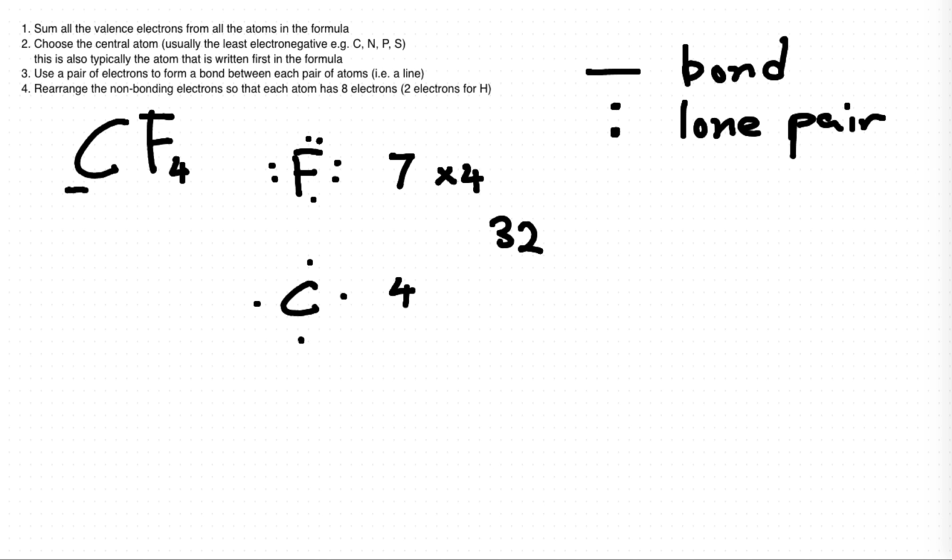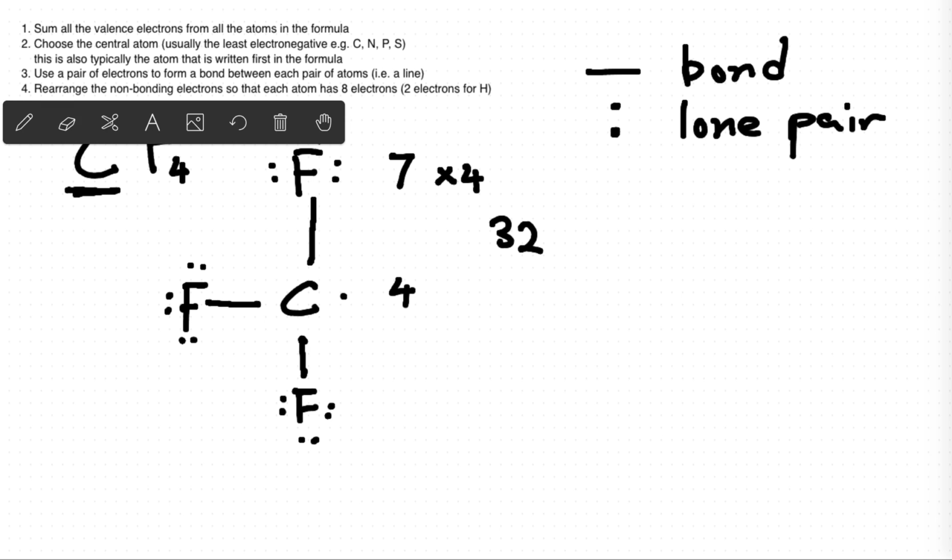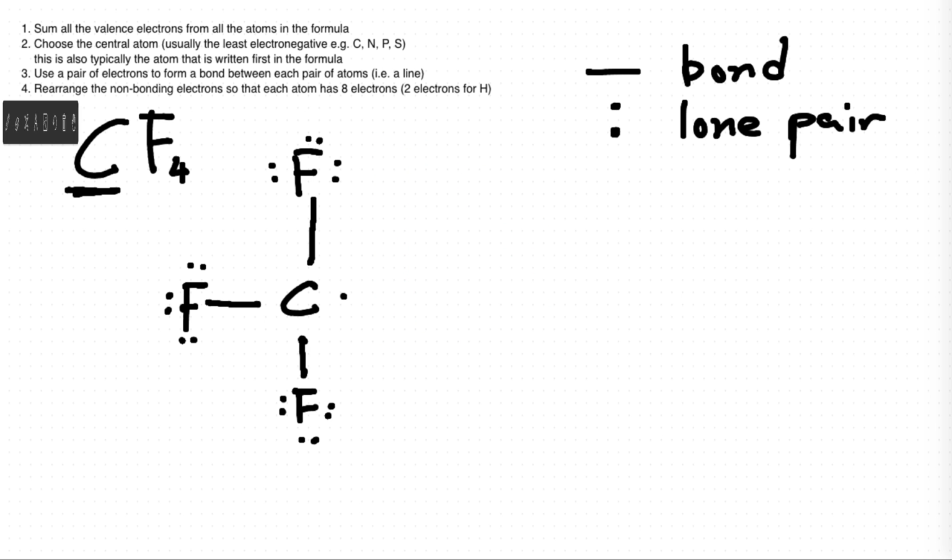Now, carbon is written in front of fluorine, so we will consider carbon as our central atom. Moving on to number 3, we'll use pairs of electrons to form a bond between each pair of atoms. Conveniently, fluorine has 1 electron remaining, and this can bind to 1 electron from carbon. And you can imagine that we can do this for all 4 fluorines, like this. I'll just get rid of this for now. And voila, this is the Lewis structure for carbon tetrafluoride.